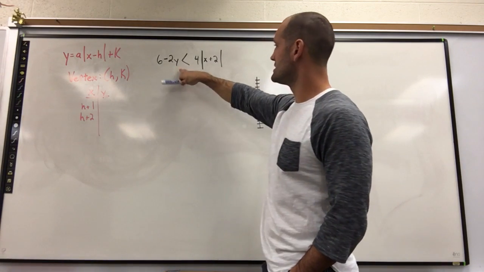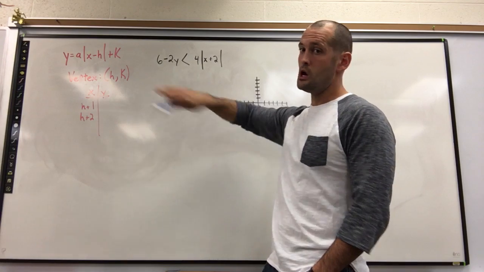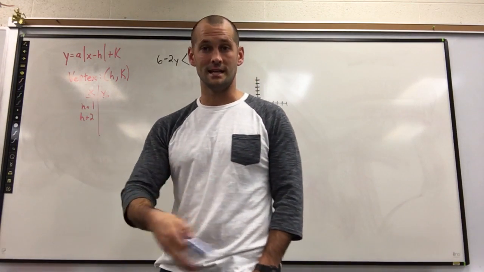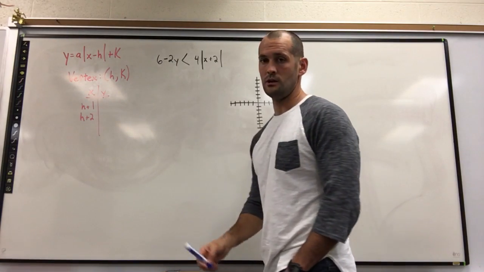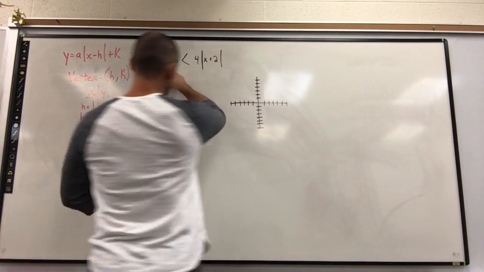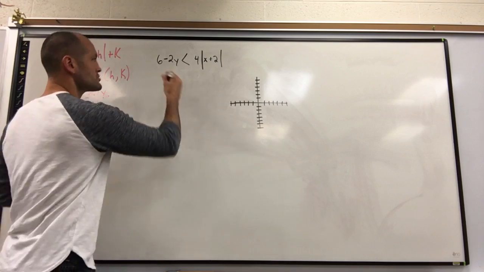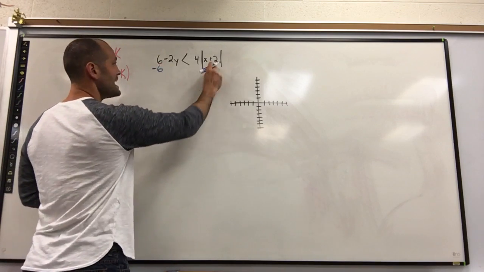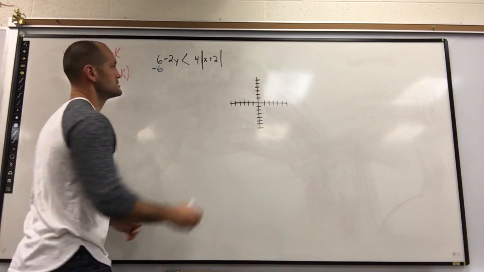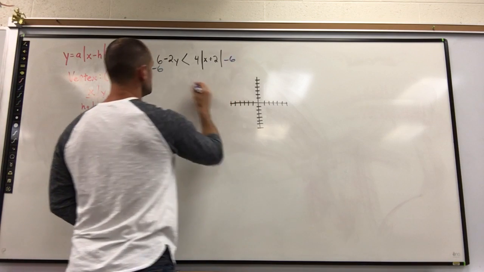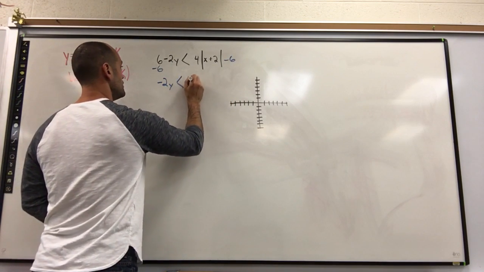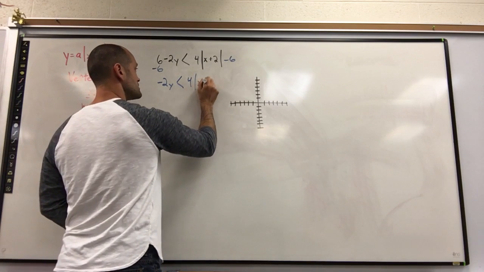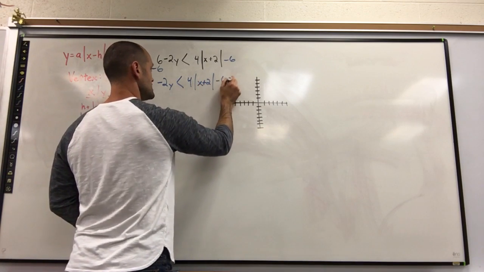Right off the bat, I noticed this is not in vertex form. Do not try to get the vertex unless it's in vertex form. Get y all alone, basic Algebra 1 principles. We're going to move the 6. Now keep in mind, when I subtract this 6, it cannot combine with an absolute value number, so it goes on the back side, the caboose. So we're left with negative 2y less than 4 times the absolute value of x plus 2, minus 6.